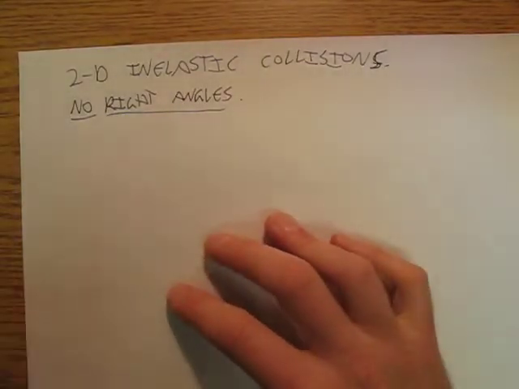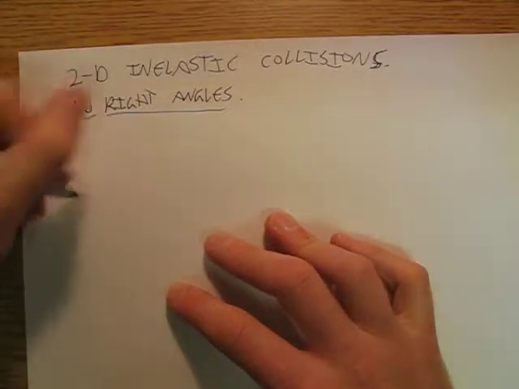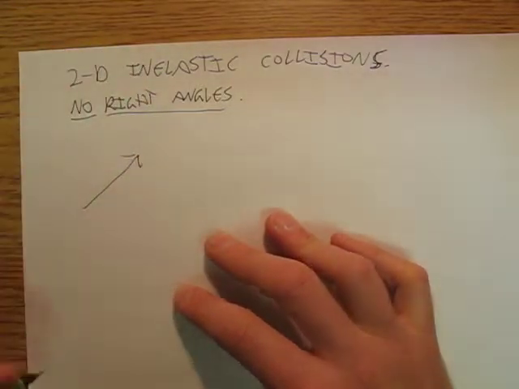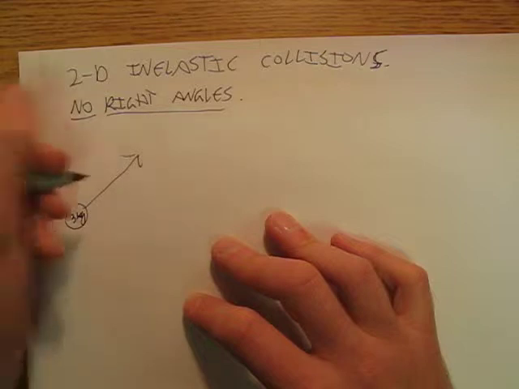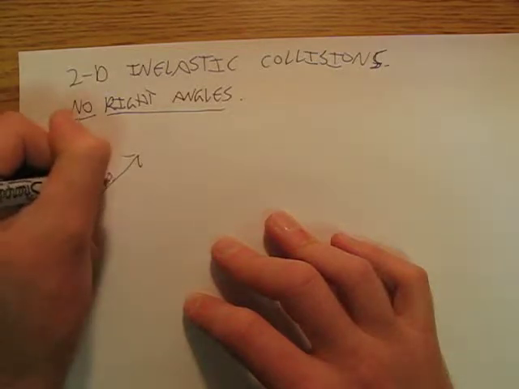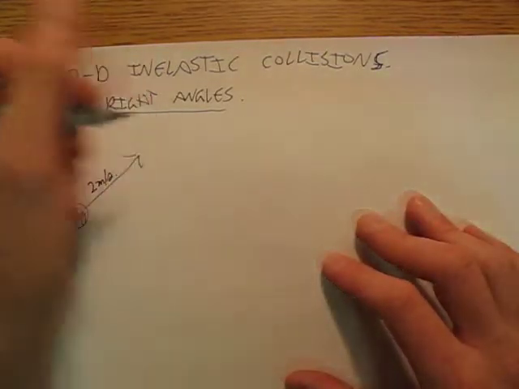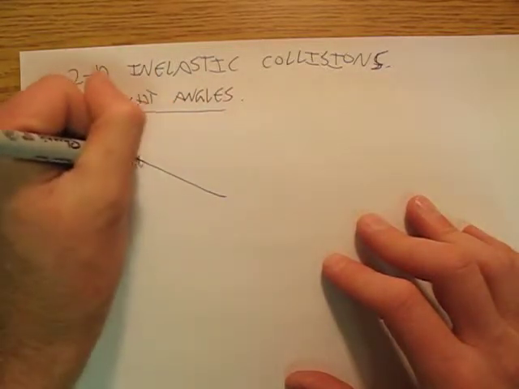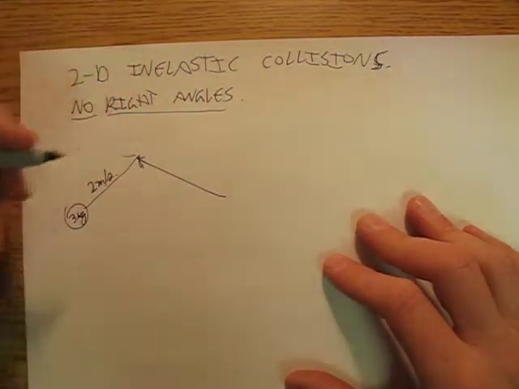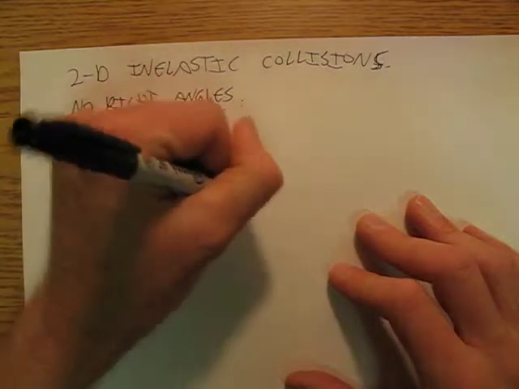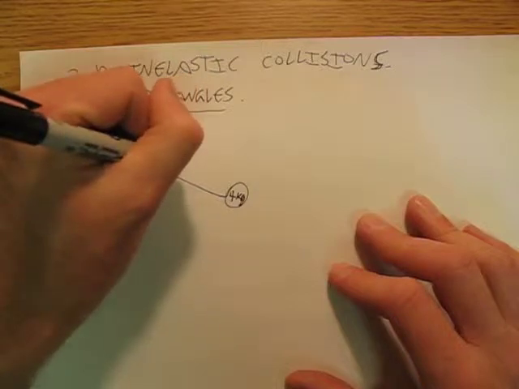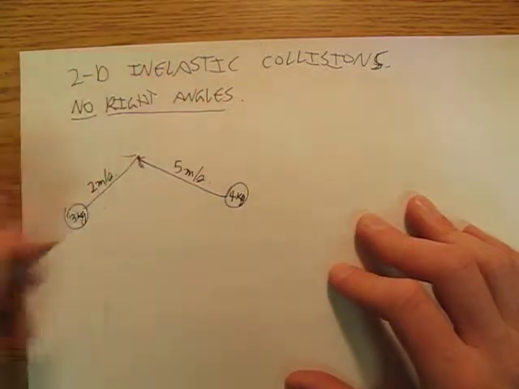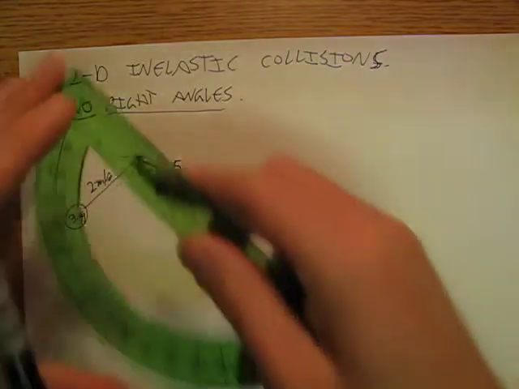Okay, so suppose I have, let's just come in like that and make it, say, 3 kilograms coming in at 2 meters per second, and then we have this coming in like this, let's call that 4 kilograms at 5 meters per second. And I just kind of sketched it out.